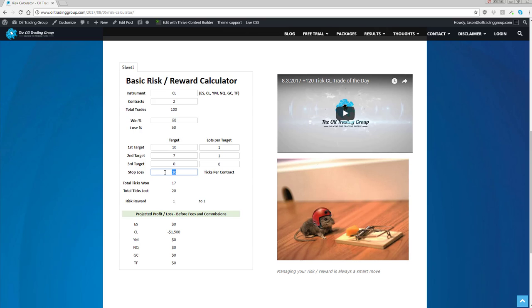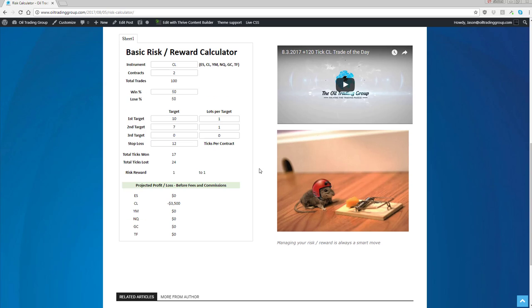Your stop loss here, we're going to make this 12 ticks, and as we enter into that, what this is telling you is that over the course of time, you win 17 ticks on your winners, and you lose 24 ticks when you lose. Your risk reward is a little less than 1-to-1. Again, this is not going to be exact, as this is not giving you decimal places. It is actually rounding up. So it's basically telling you it's a little bit lower than 1-to-1, but it is rounding up to the highest level there, risk reward of 1-to-1.